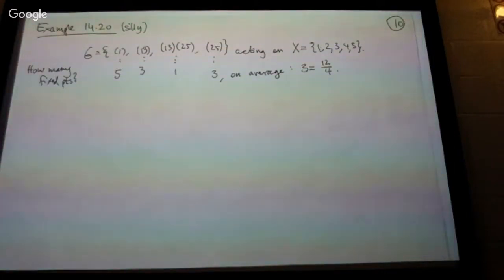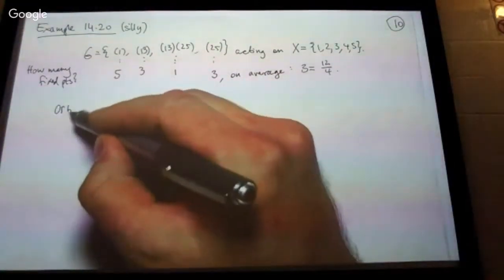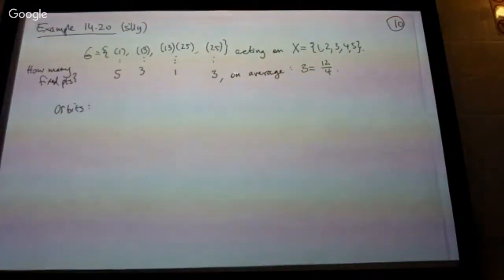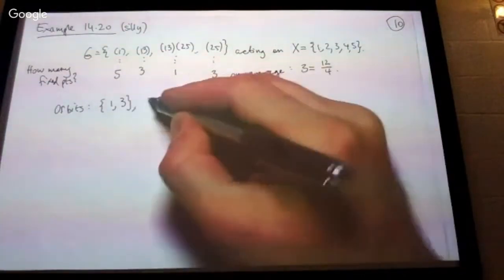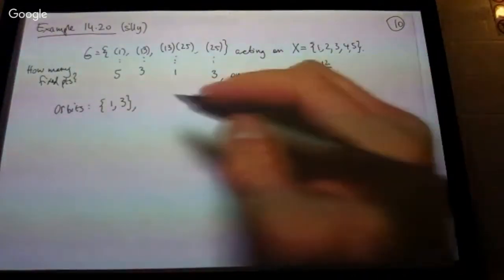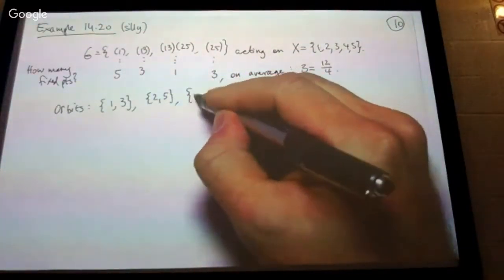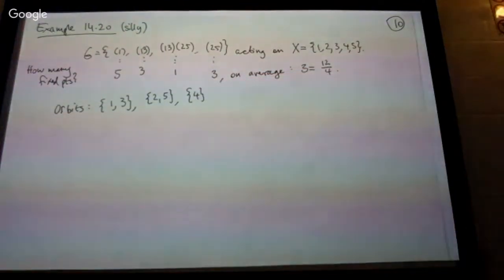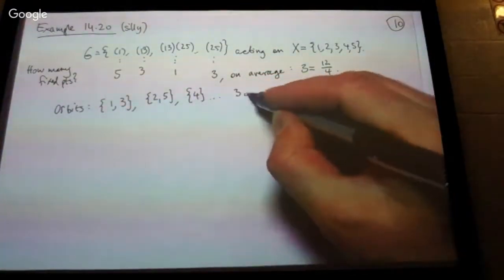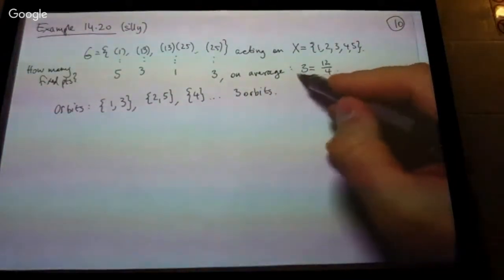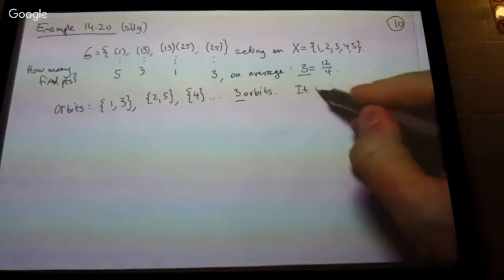Breaking it completely down. Now, what are the orbits? Okay, so 1 can move to 3, and only 3, if it doesn't stay put. So that's one orbit. 2 can move to 5, and nowhere else. And 4 is never moved anywhere. 3 orbits.